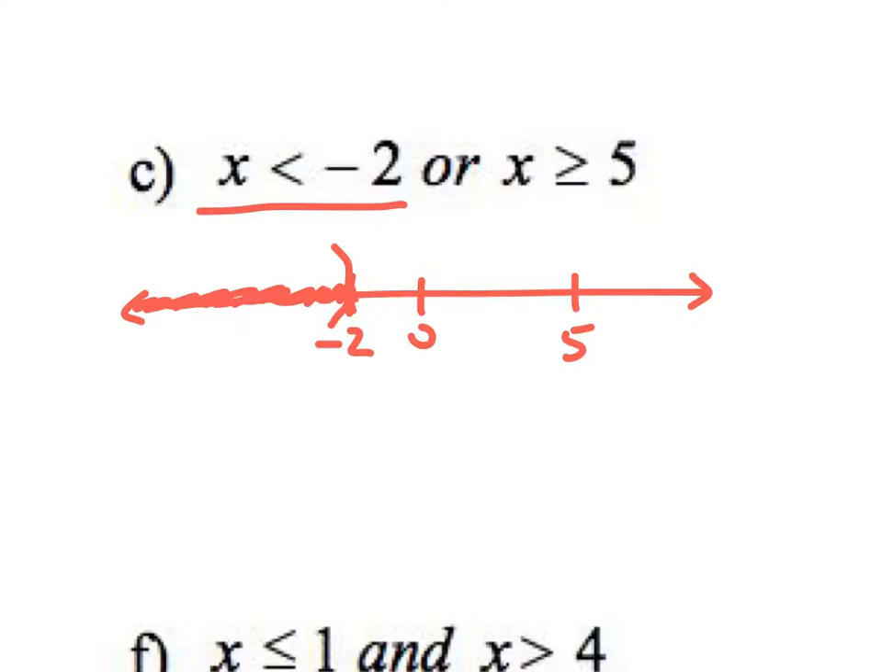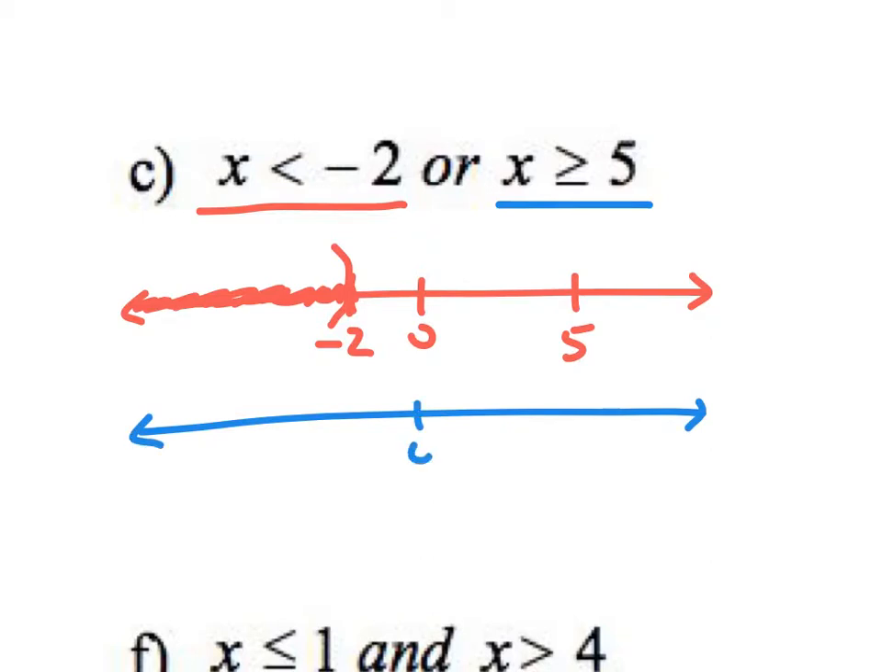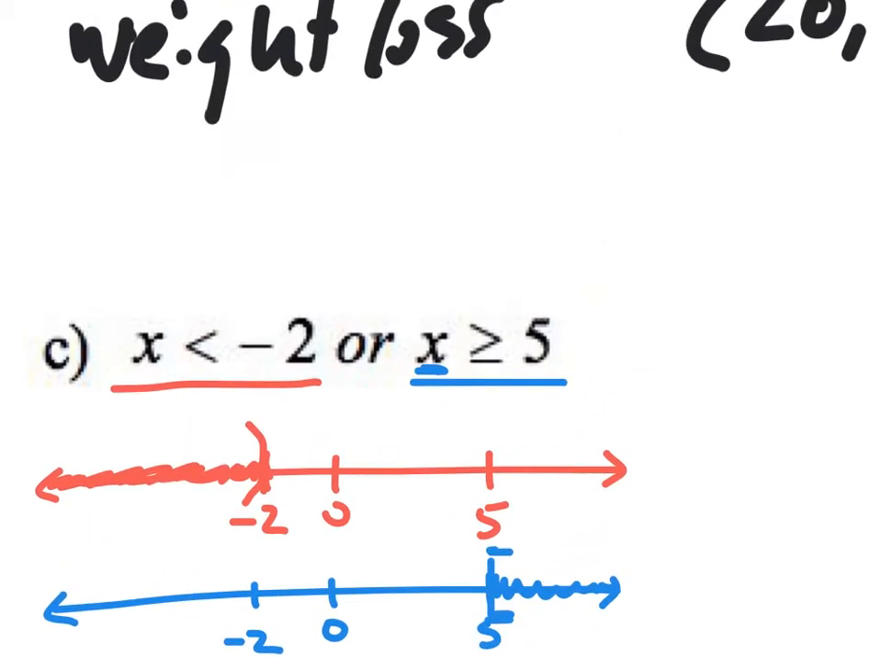And then let's graph x is greater than or equal to 5. On this one, same thing, 0, -2, 5. And for this one, we're going to shade to the right. We include 5, and the values for x are going to be larger than 5, so we shade here. Now, because we're combining these two with OR, this is a union.